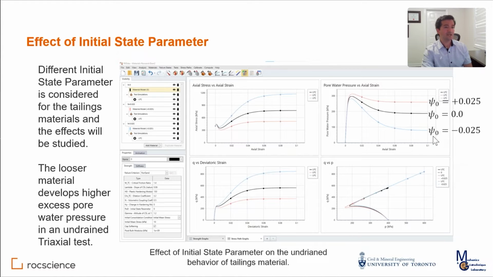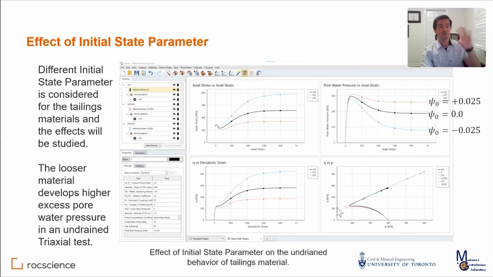So looking at it here, the denser material, the blue one, in the drained triaxial test, the pore water pressure versus axial strain, the pore water pressure generated at the end is lower. The looser material, the one with that initial state parameter of plus 0.025, is the one generating the highest amount of pore water pressure throughout this test. If it was looser than this, the effective stress path, probably that red line, would go to complete liquefaction.